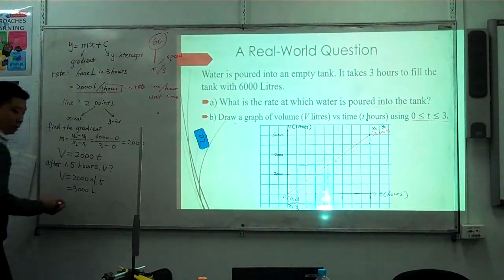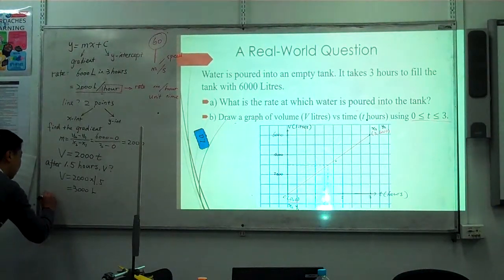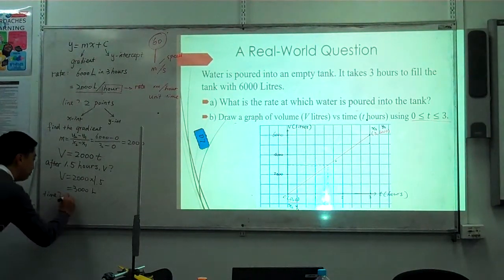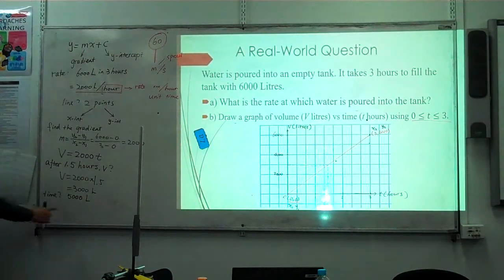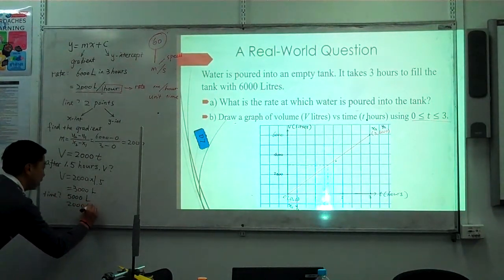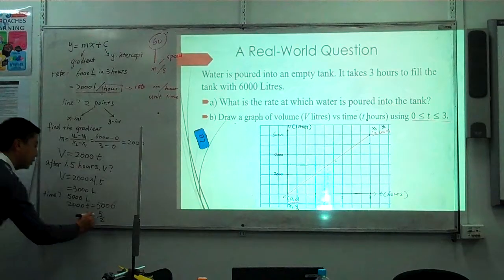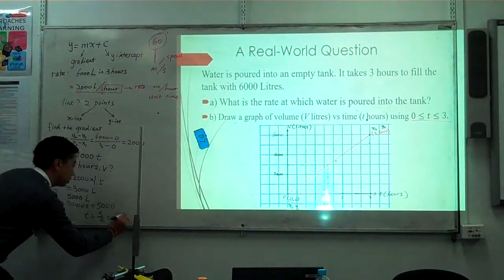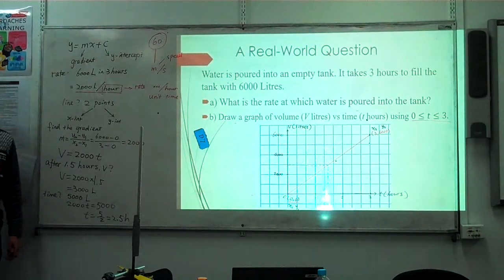Now, the time to fill 5,000 liters. What is the time when you can fill 5,000 liters? It's not very difficult. We just substitute that here. 2,000 T equals 5,000. T equals 2.5 hours. So after 2 hours and a half, you will have 5,000 liters.